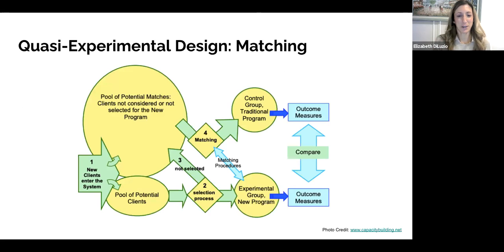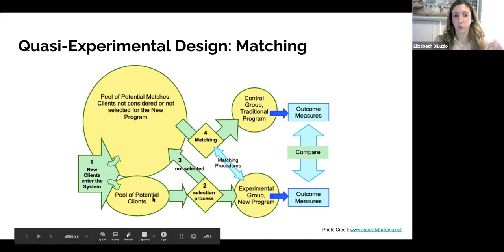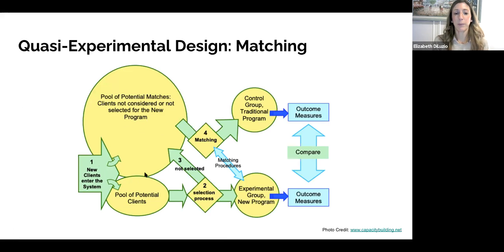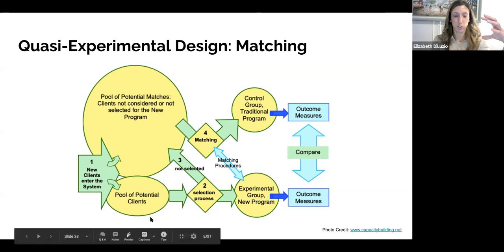So this is, you know, for those of you who are visual, the hot mess that is quasi-experimental design. You can see why it's less desired just visually. It's far more confusing, but you know, this works for some people. I'm one of those people. But we have the new clients who enter the system. We have the pool of potential clients who could be a part of the program. And then we have this pool of potential matches who are not in the program for whatever reason. And we might separate them out from the very beginning and see those two as very different groups. And then we go through the matching process. And then we have our control group and our experimental group.